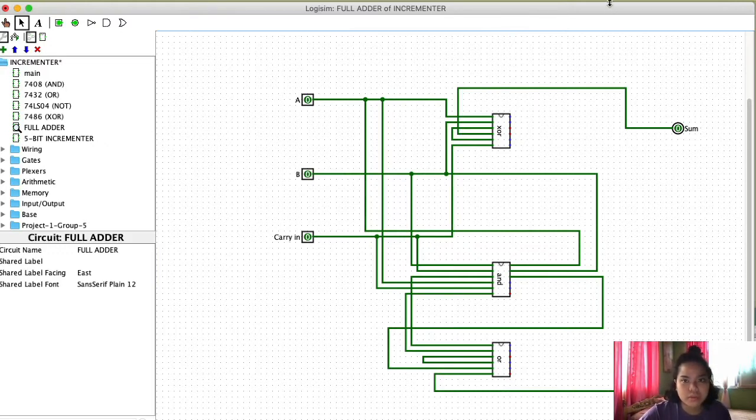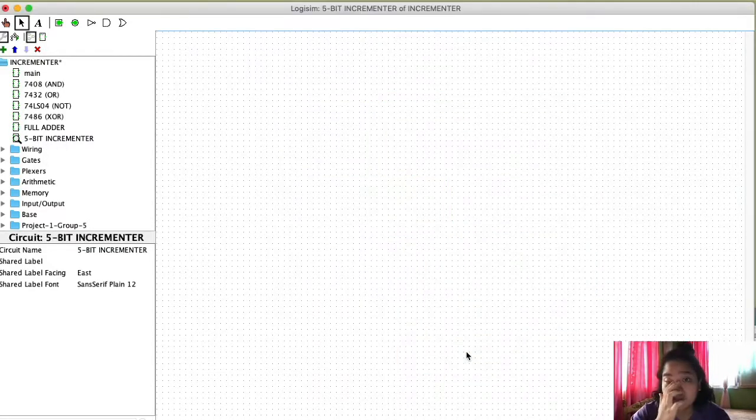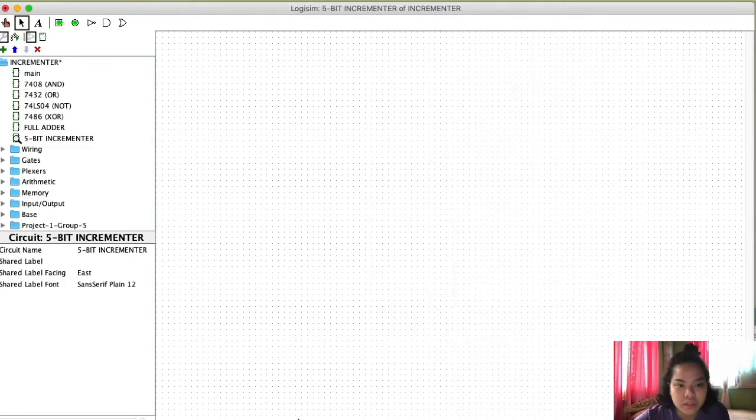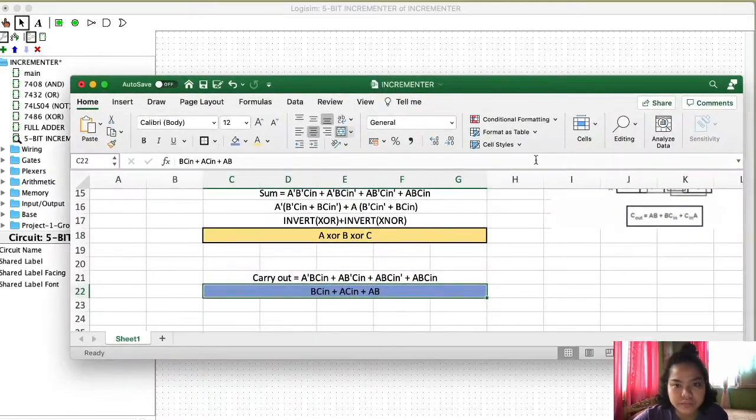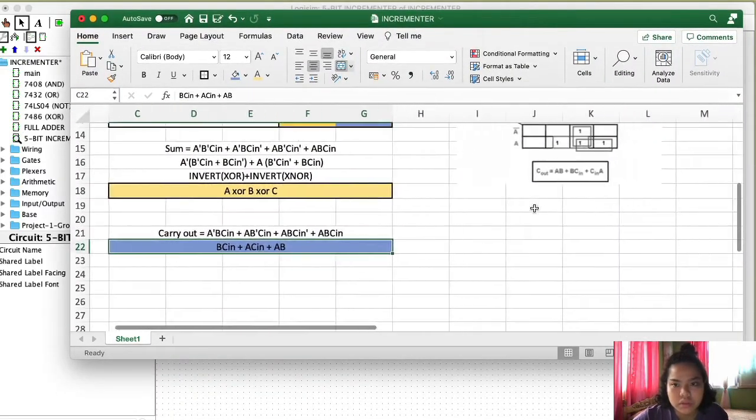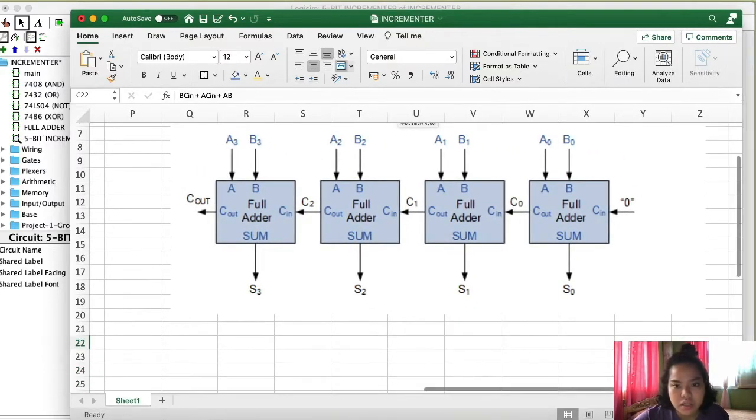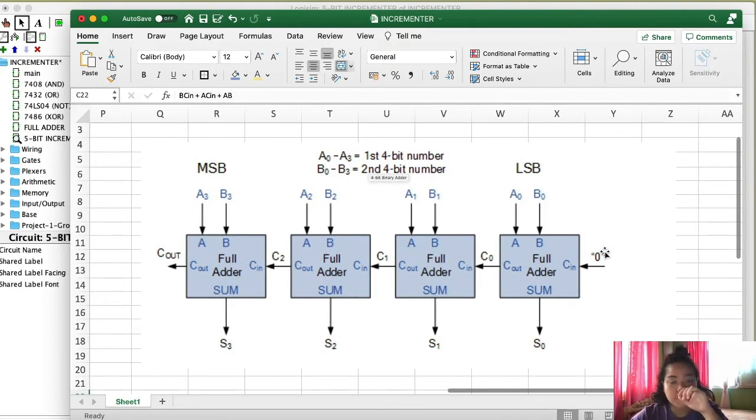So the next thing we're going to do is create basically 5 of these circuits in order to create our 5-bit incrementer, as you can see here on our left panel. So now we might find ourselves asking, how could we create a 5-bit incrementer with the full adder that we just created? So let me pull up our Excel file again. Going here over to our right side, we can see on our screen actually a 4-bit incrementer, but we must do 5.